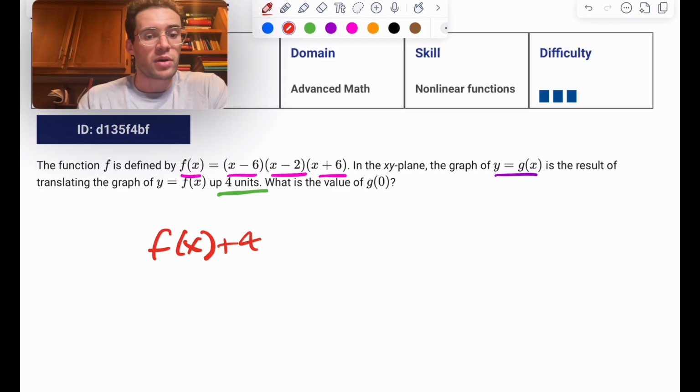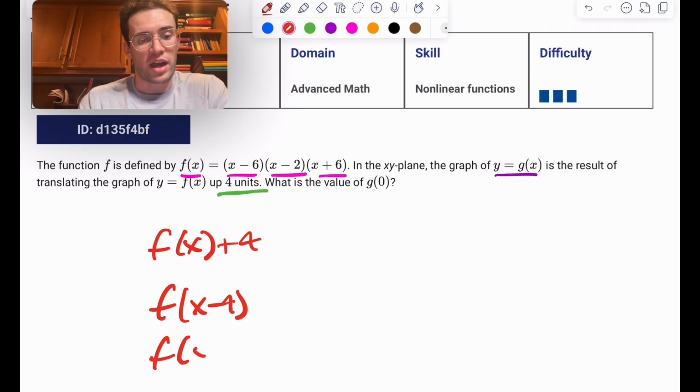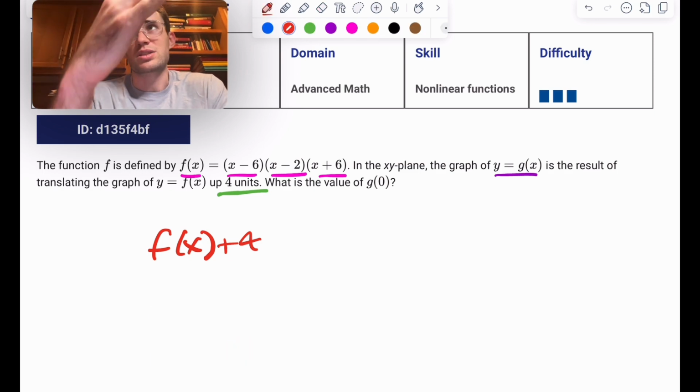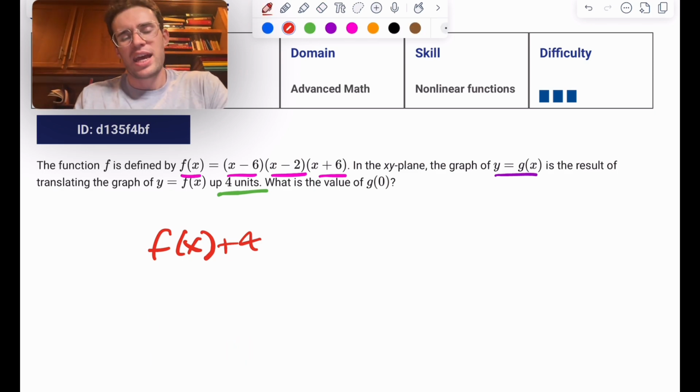If you translate it to the left or right, then you'd have to either do f of x minus 4 to shift to the right, or f of x plus 4 to shift it to the left. That would be a little bit more challenging. Now, we did have one like that, where it was the f of x plus 5, I think, if you go back a couple questions. And you saw that it took a decent bit more work. This one's going to be pretty easy.